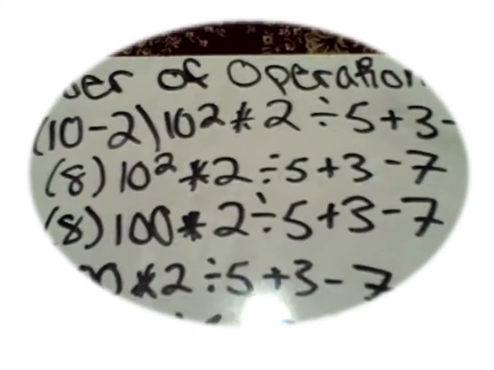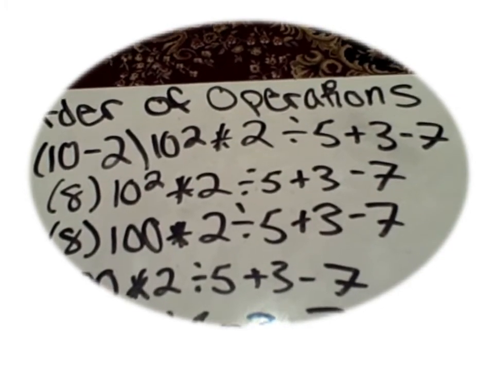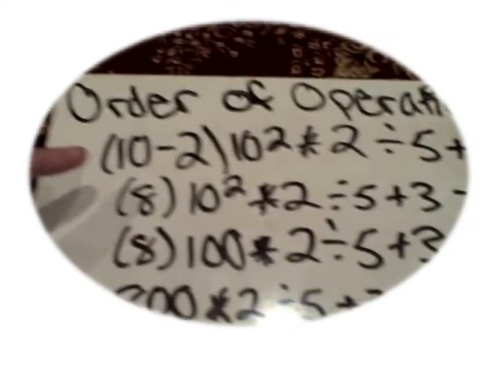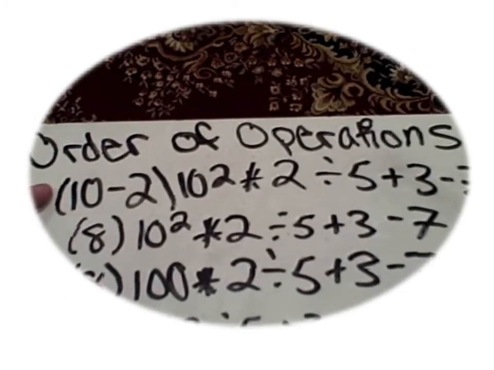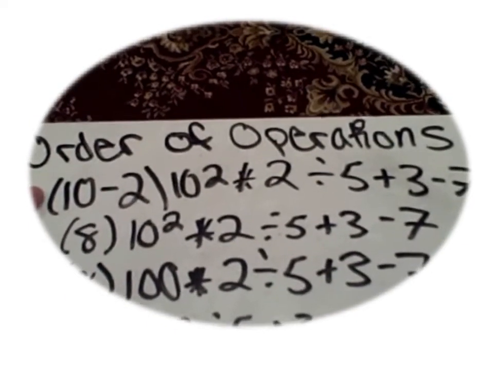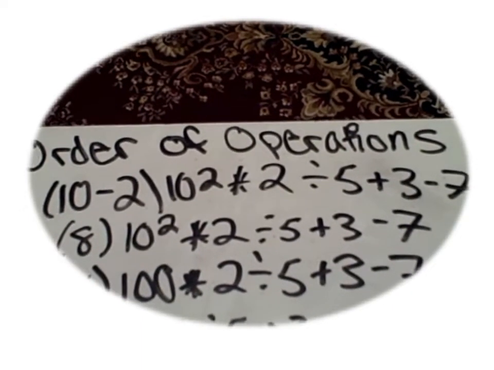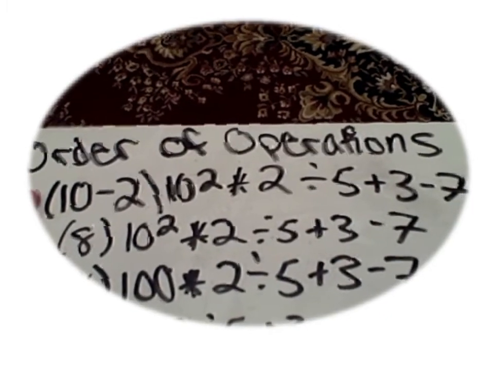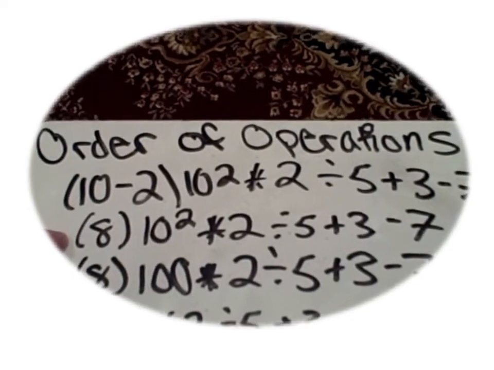We are going to do the equation (10 minus 2) times 10 squared times 2 divided by 5 plus 3 minus 7. You must do parentheses first in PEMDAS. 10 minus 2 in parentheses equals 8. Leave the 8 in parentheses as long as the problem is in parentheses. You leave the solution in parentheses.